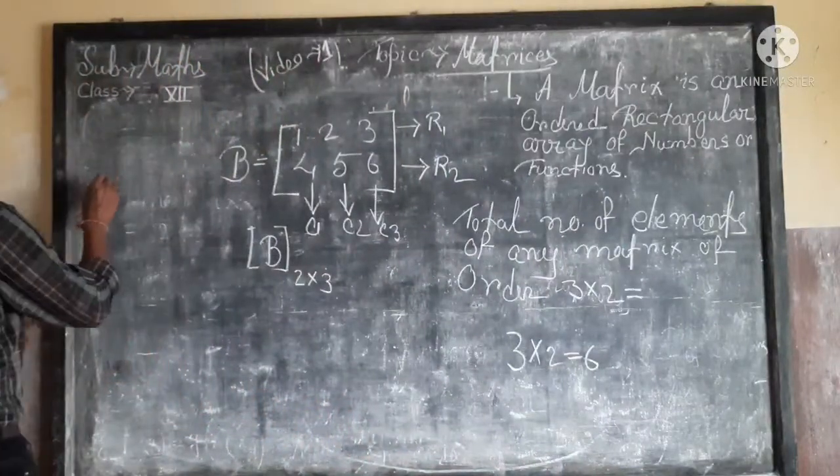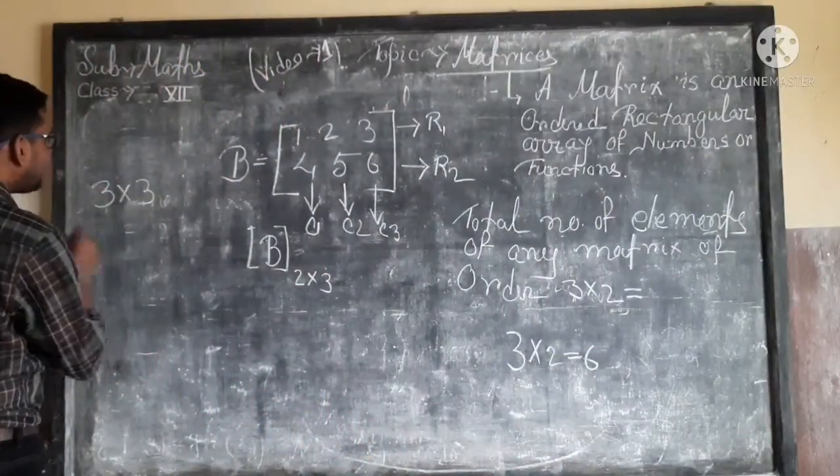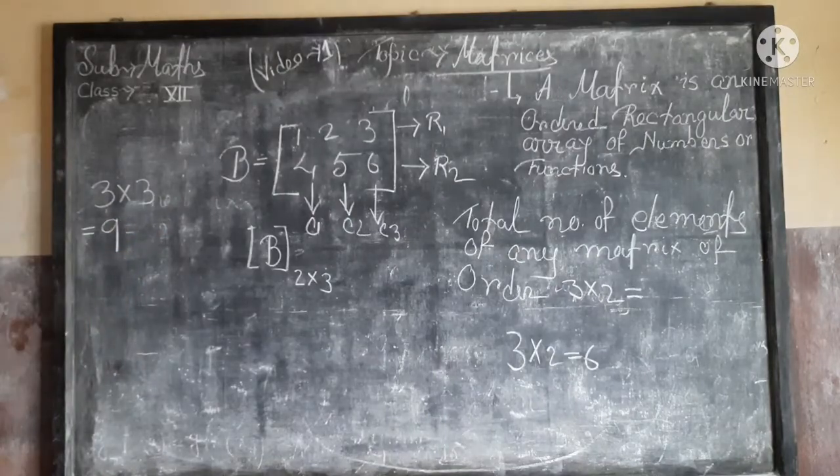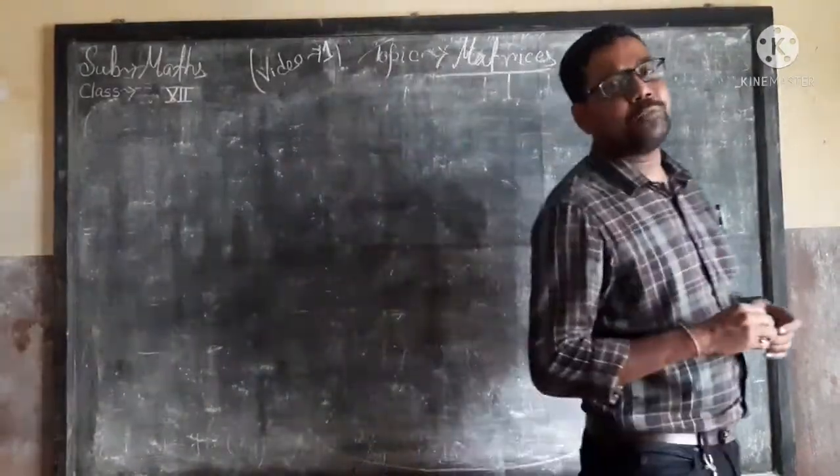Suppose the order of any matrix is 3 cross 3. Then the total number of elements is 9. This is the basic introduction part of the matrix.